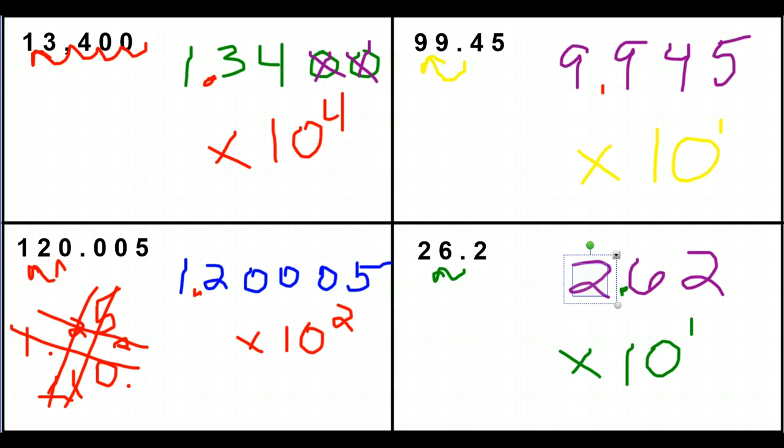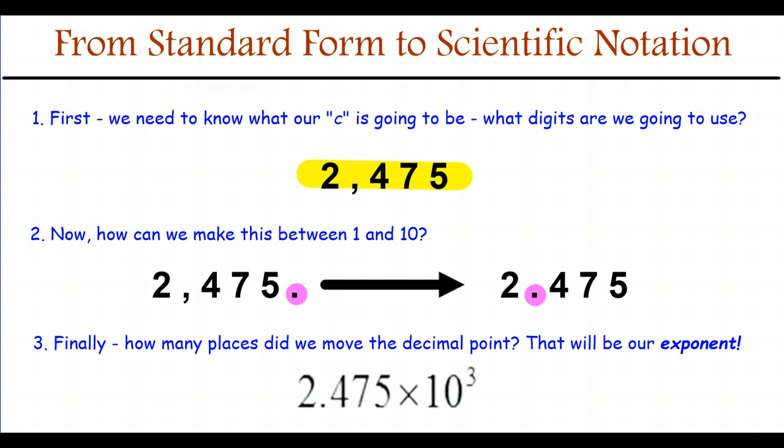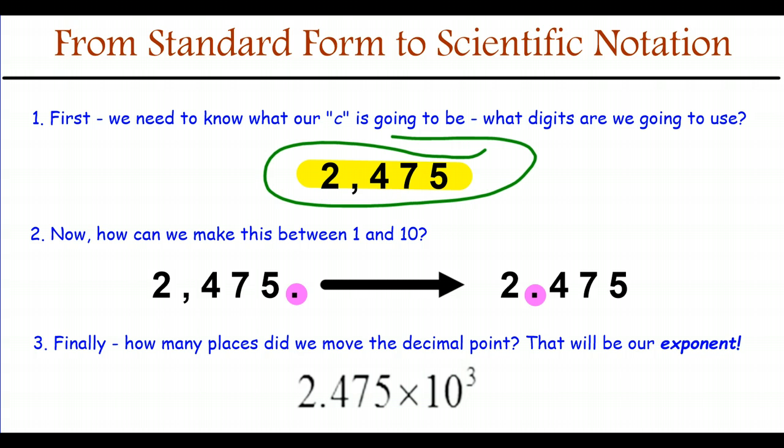So as a quick review, when we are looking at standard form numbers to go to scientific notation, the first thing we're going to do is figure out what our C needs to be, what digits we're going to use, which ones do we want to keep. Then we're going to figure out how we can make it into a number between 1 and 10, where do we need to put our decimal point, and then finally, how many places did we move that decimal point.